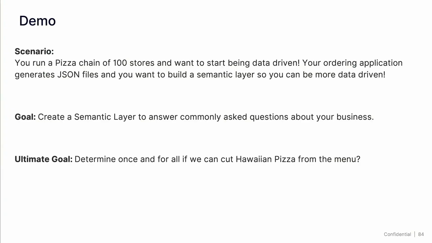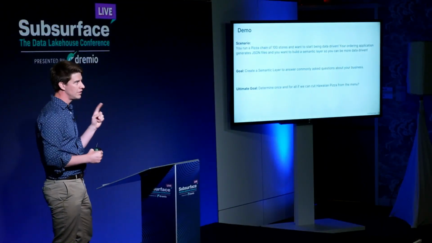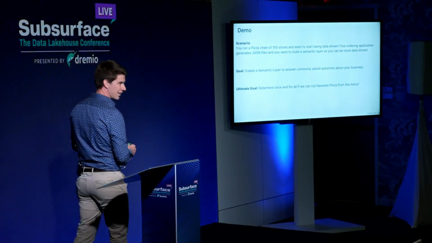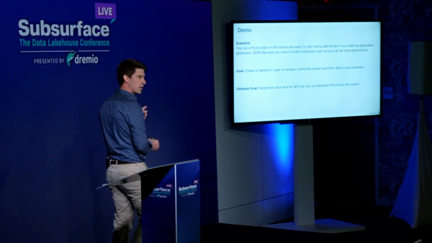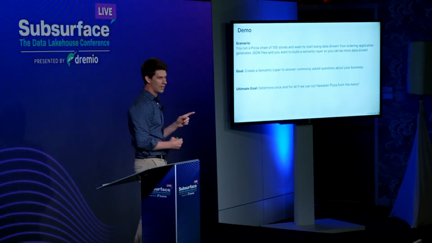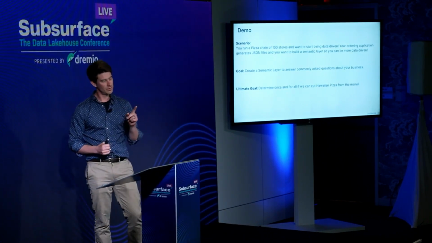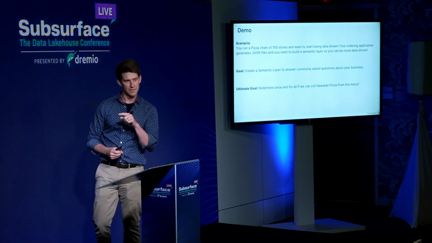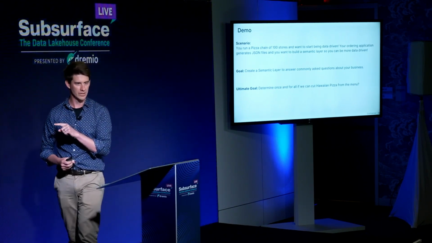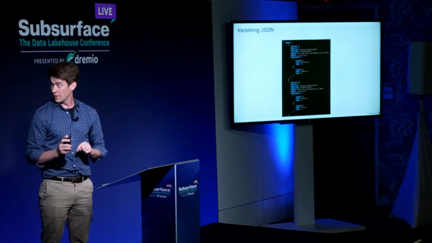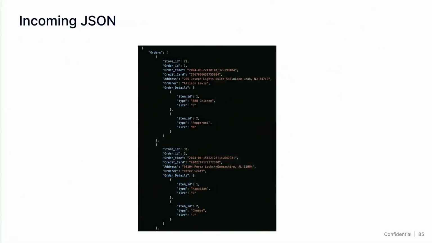Great. The ultimate goal is you have a deep-seated vendetta against Hawaiian pizza, and you really want to cut it from your menu, but you can't do it without justification. So let's dive into the data and figure out if we can finally cut that Hawaiian pizza from the menu. All right, so our data, I don't know if folks can see it in the back. It's all generated, so don't scrape any of this because it doesn't mean anything. But it's a relatively gnarly piece of JSON.